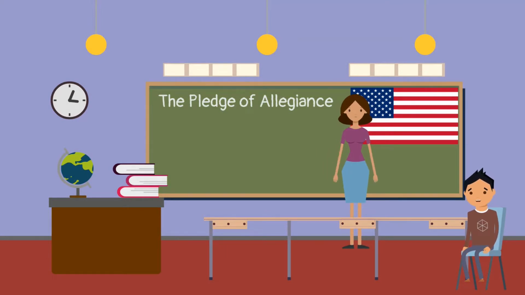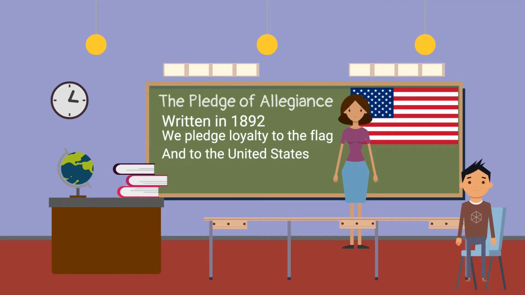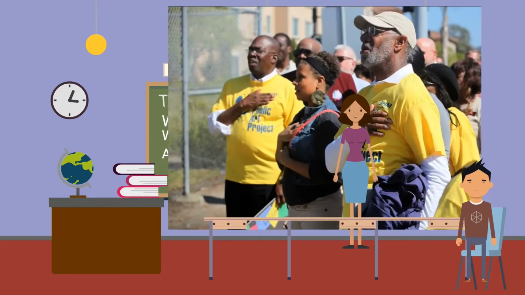Let's talk about the Pledge of Allegiance. The Pledge of Allegiance was originally written in 1892. When we say the pledge, we are promising loyalty to the flag, which is a symbol of the United States. When we say the Pledge of Allegiance, we stand, and we face the flag, and put our right hand over our heart while we say the pledge.